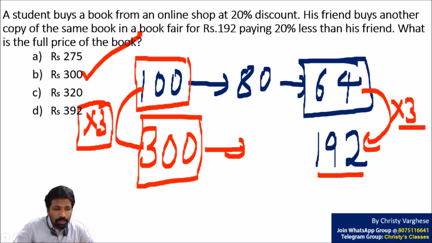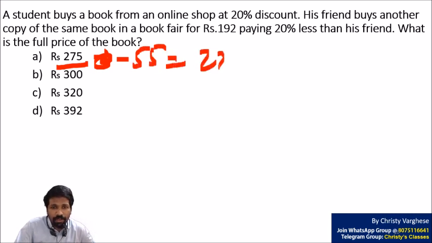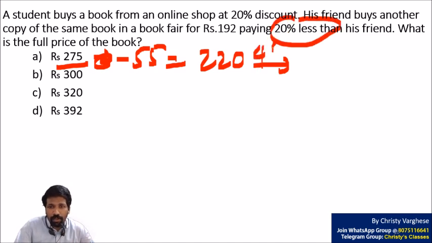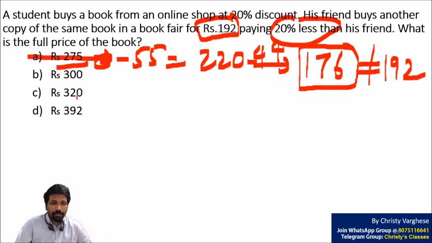Elimination method is totally okay, but that is time consuming because for 275 you have to find 20%. That also uses only mental arithmetic. 20% means 10% is 27.5, 20% is 55. 55 subtracted, you will get 220. On 220 you should get 20% discount. 20% is 44 rupees. 44 rupees reduced means 40 rupees gives 180, 4 rupees gives 176. But the question is saying 192. We are getting 176. 176 is not equal to 192. So option A is wrong.